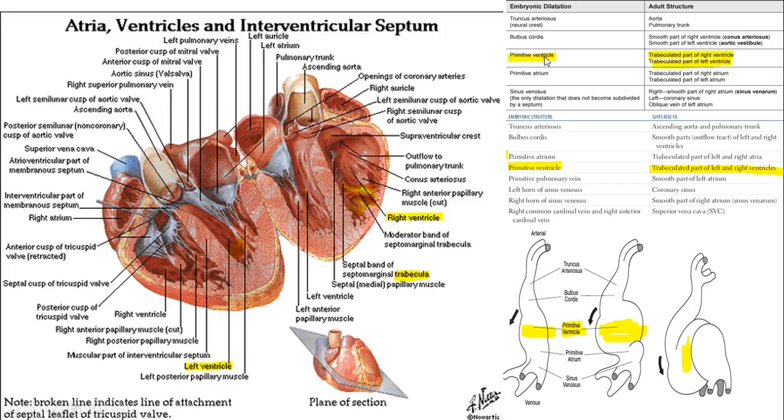Next we have the primitive ventricle. So that's just below that. This is like the actual ventricles themselves. The other part was kind of the margins of it. They described it as the conus arteriosus and the aortic vestibule.